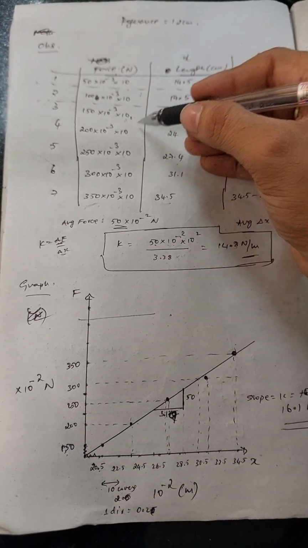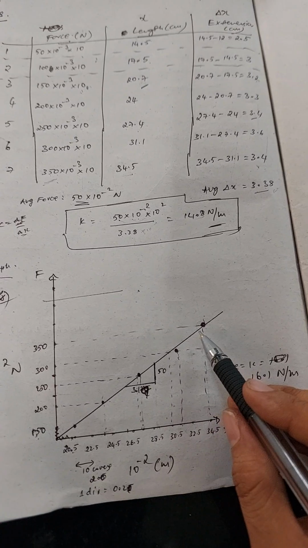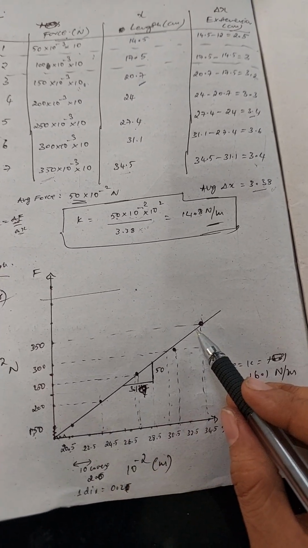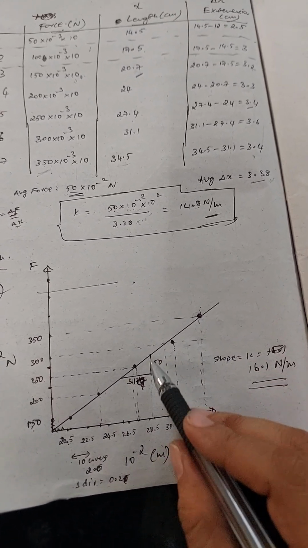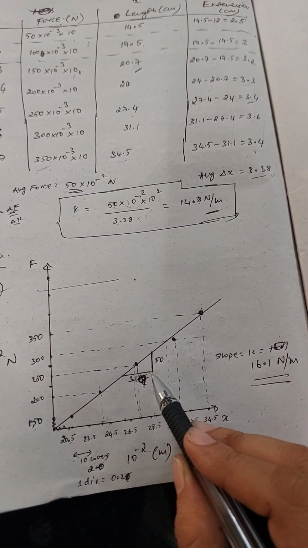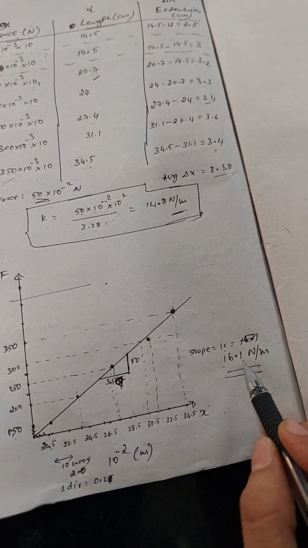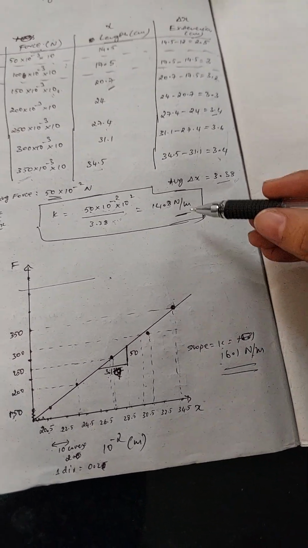So I have the points here. If I plot, I'll get almost a straight line. You may not get a perfect straight line. This is the best-fit straight line, and for the slope, if I calculate, this length is 50 and this length came out to be 3.1. So 50 by 3.1 gives me the slope, again K, which is 16.1. So from these two methods you can see that there is some difference.